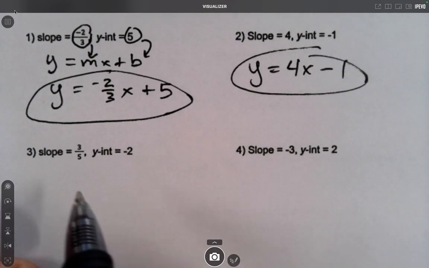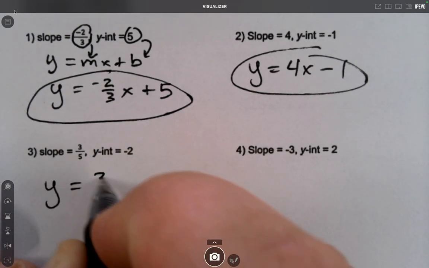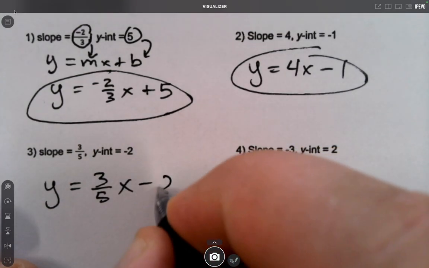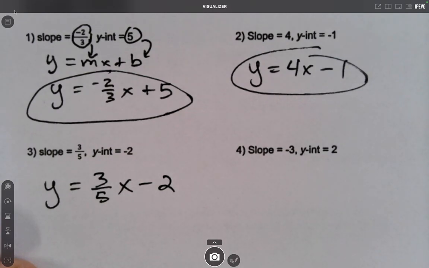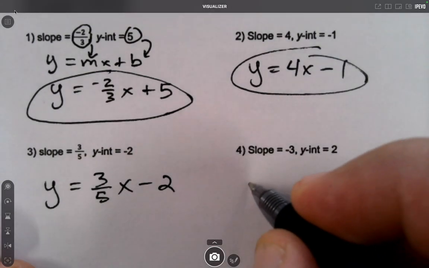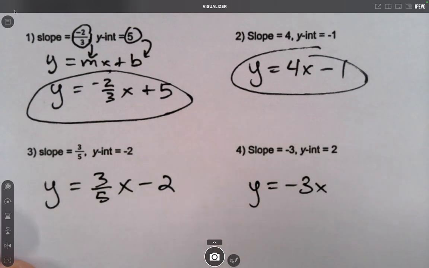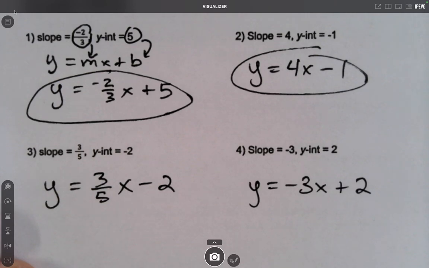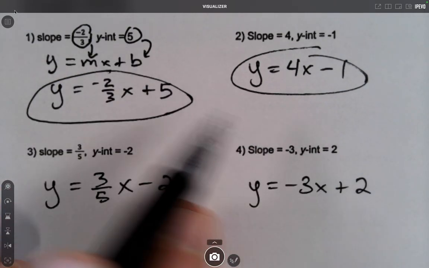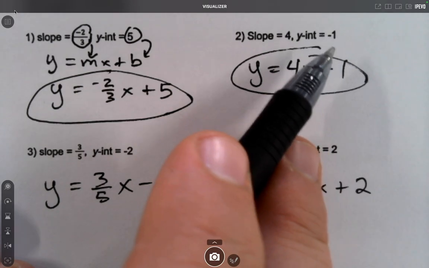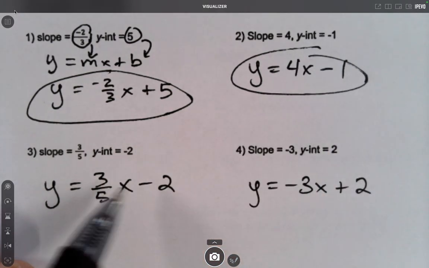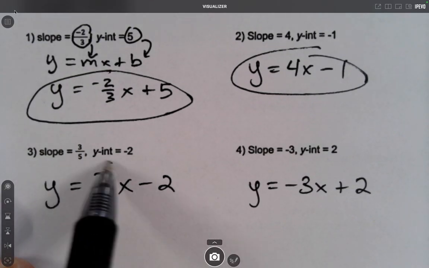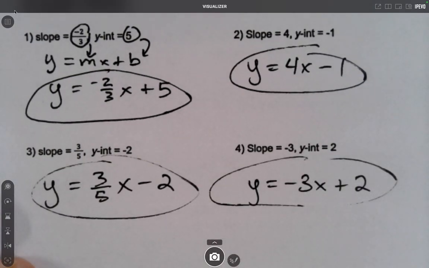So the slope on this one is 3/5, so we write y = 3/5 x. And the y-intercept is -2, so we write -2. For number 4, the slope is -3, so we write -3x. And the y-intercept is 2, so we write +2. So when the y-intercepts are positive, you write plus that number. When the y-intercepts are negative, you write minus to represent that negative. So that's the first cool thing, how quickly, with those two pieces of information, we can write an equation.